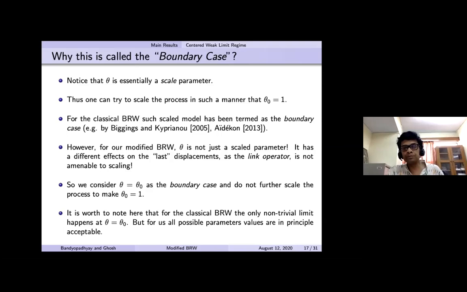It is really interesting here that for the classical case, the only non-trivial weak limit with centering happens only for theta equal to theta naught. And for us, we get the entire spectrum for theta. For every theta, we have a limit. And now let me tell you about the below the boundary case first, and then the above the boundary case.